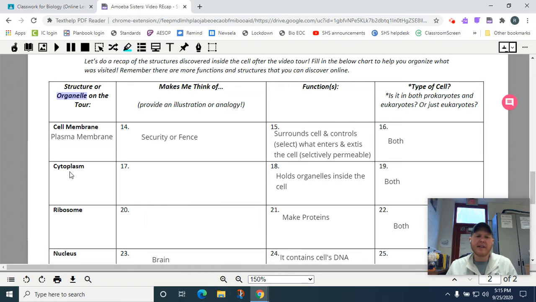So next thing we're going to talk about is the cytoplasm. The cytoplasm is basically the filling. It's kind of a jelly-like filling, and one of the things that it does is it holds the organelles in place. That way organelles aren't bouncing around, and it kind of holds things together. Now, the cell membrane and the cytoplasm are found in both prokaryotes and eukaryotes.